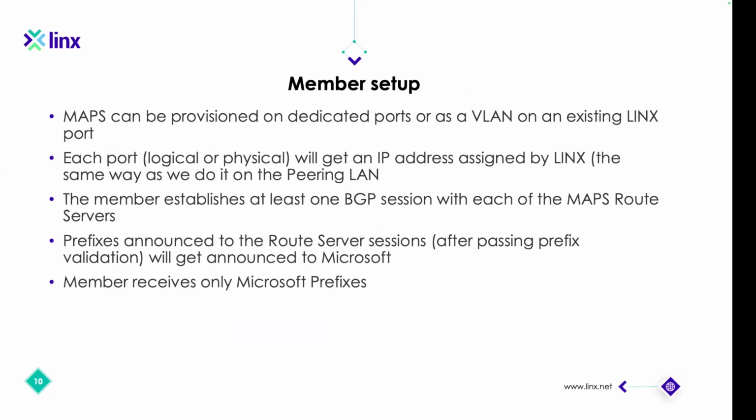In our scenario, you can configure it either on one of your existing ports, and in that case, it will get presented to you as a separate VLAN, as a separate sub-interface on an existing port with other services that you might be using, or you can use a dedicated port for this. For each of the connections, which can be physical if it's a dedicated port or a logical VLAN interface, we allocate you an IP address out of that dedicated Maps closed user group. So it looks very similar to how you connect to a peering LAN.